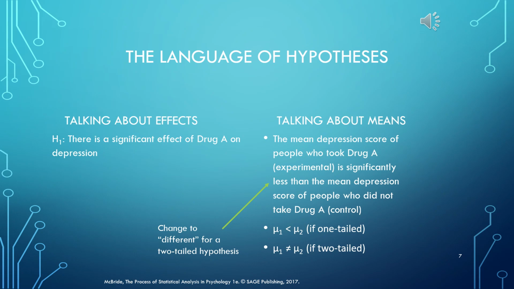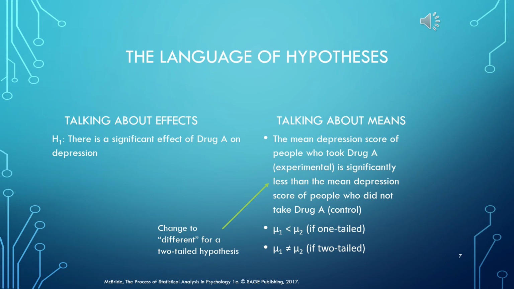Now, you can see even further that you can represent this mathematically using symbols. For example, the population mean. Again, when we're in hypothesis testing and creating hypotheses, we're talking about populations. So that would be mu1, the average depression score of the first population, which we'll say is people who actually took the drug, is less than the average depression score of mu2, that's population 2. That's people who didn't take the drug, so that's the control group.